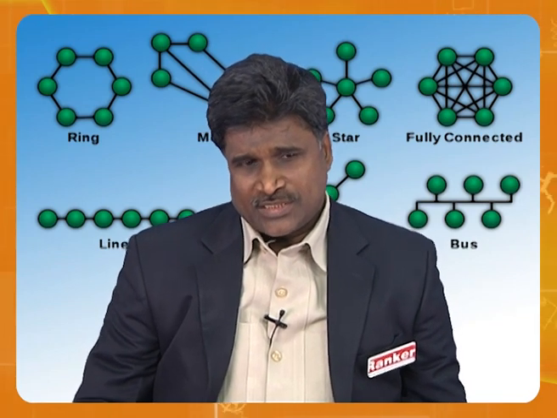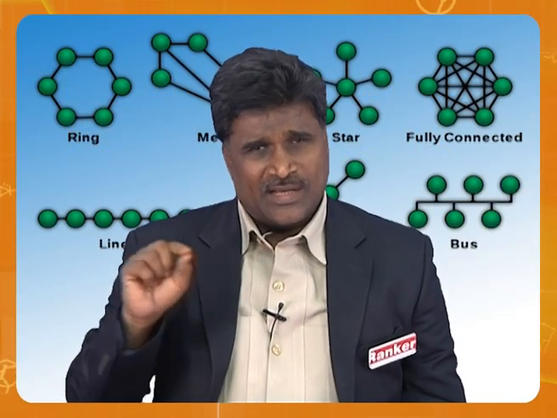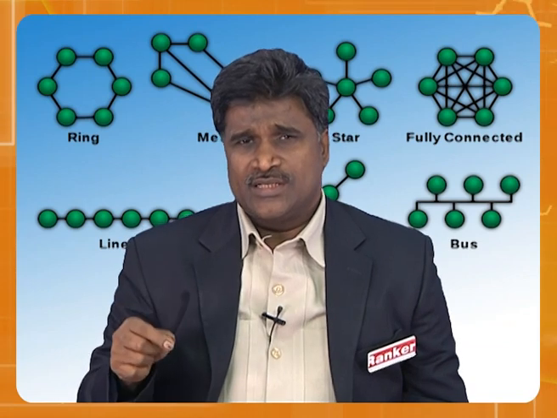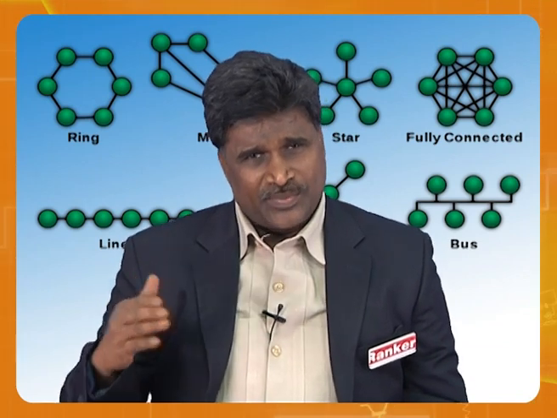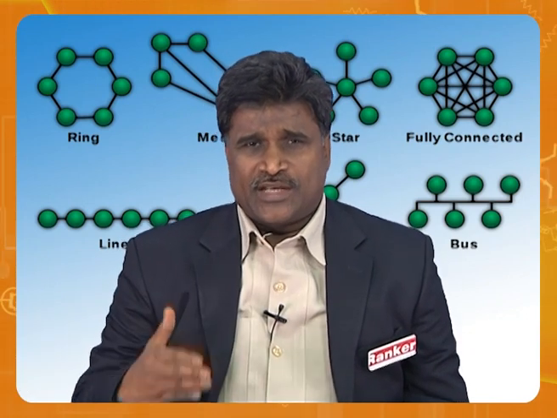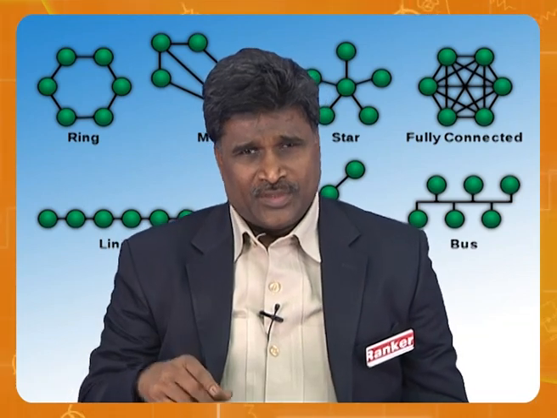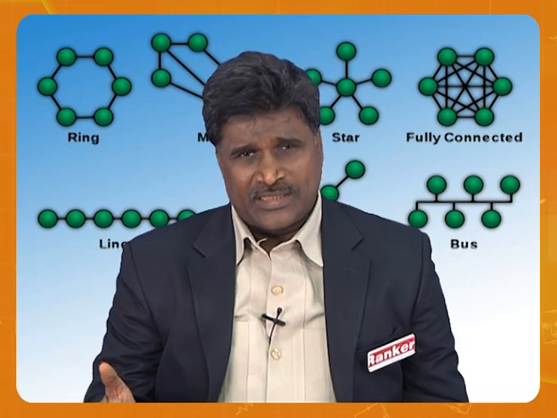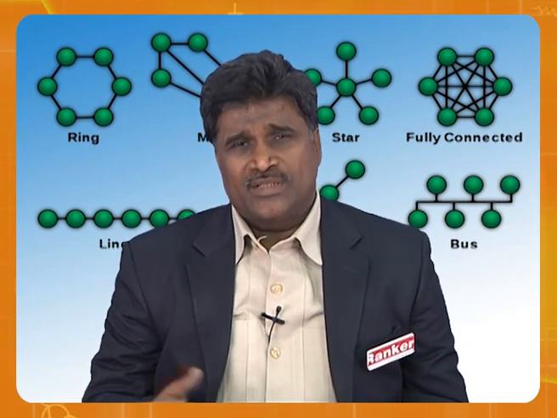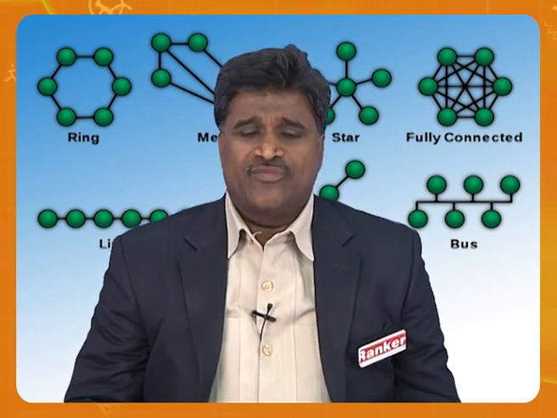The second definition is graph. By using the topology technique, every element in an electrical circuit can be replaced by a line. Whenever we draw a line, but not the element, it is generally called a graph. For example, in our high school mathematics, we always draw graphs. You draw a graph of human beings, we don't put human beings there, we only put a line. You talk about any other type, we don't put that type. That's why the value is not important, the type is not important, only the arrangement is important. Such a thing is called a graph here.